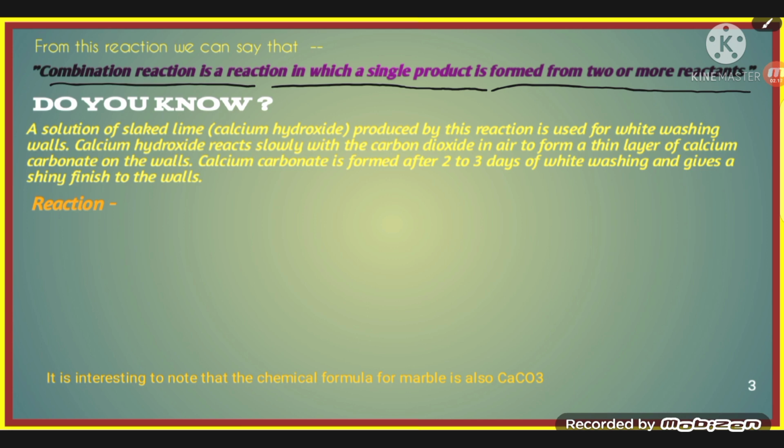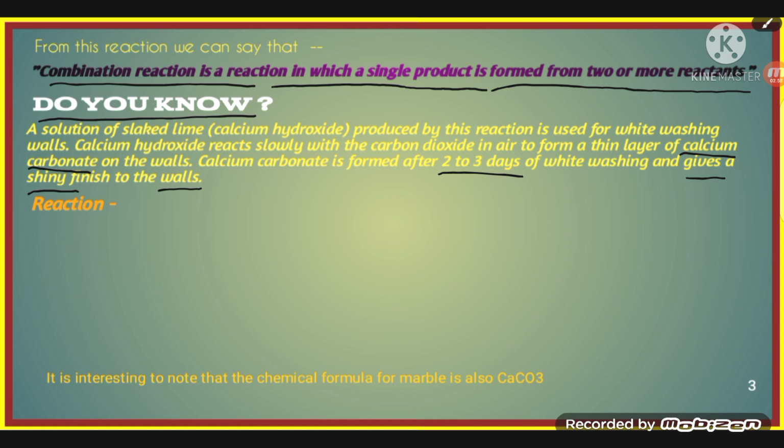Dear students, do you know this? A solution of slaked lime, that is calcium hydroxide, produced by this reaction is used for whitewashing walls. After whitewashing, calcium hydroxide reacts slowly with the carbon dioxide in air to form a thin layer of calcium carbonate. Calcium carbonate is formed after 2 to 3 days of whitewashing and gives a shiny finish to the walls.